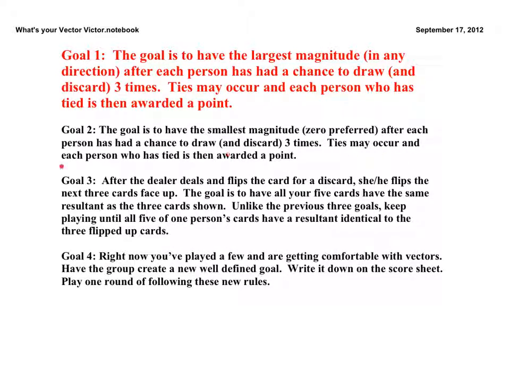Then goal 3 is a little bit trickier. At this one, the dealer will deal and flip a card for a discard, and then flip 3 cards face up. Take those 3 cards, add them up, and your goal is to have your 5 cards have the same resultant as those 3 that you've shown. So this one you keep playing, keep going around until someone has a match to the resultant of those three vectors.